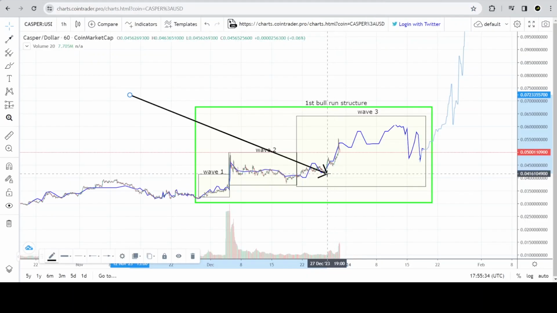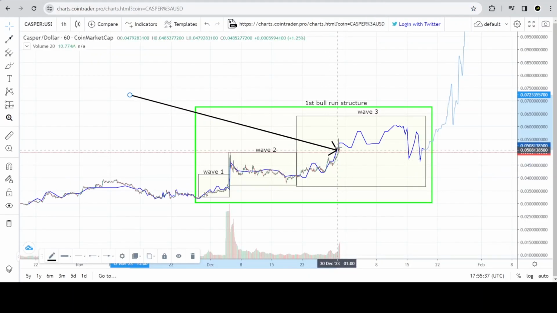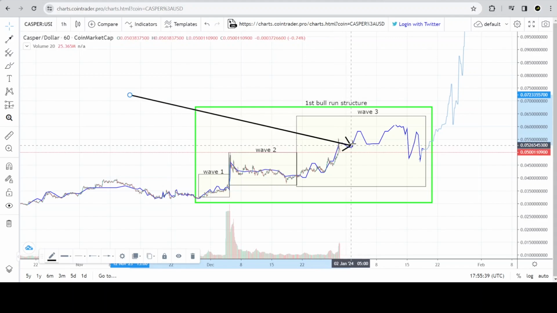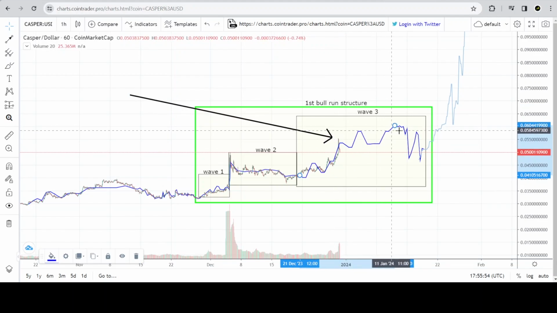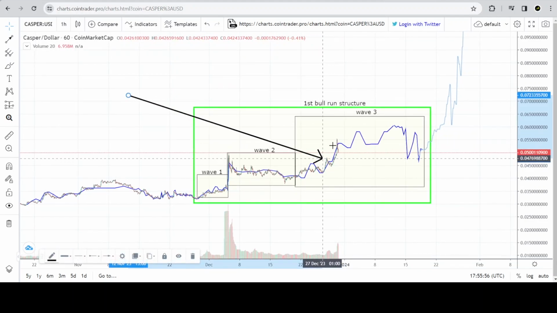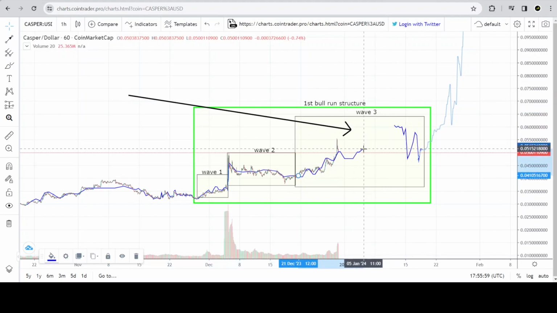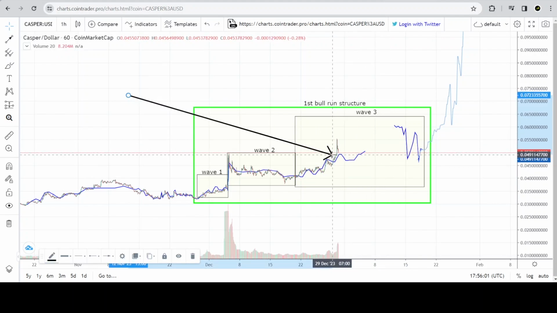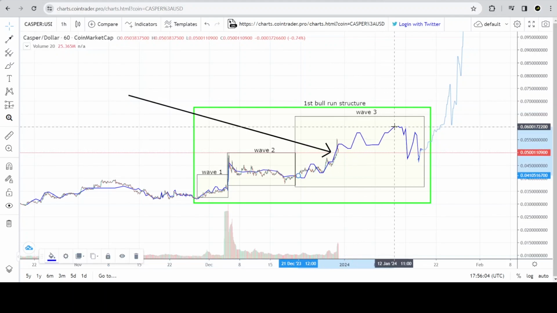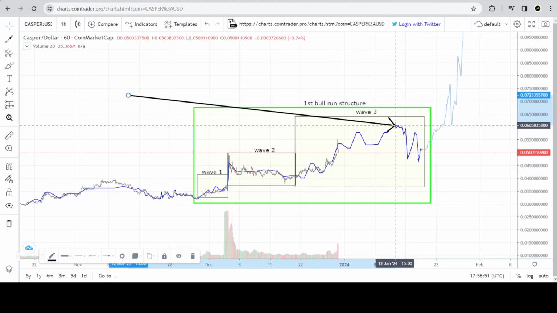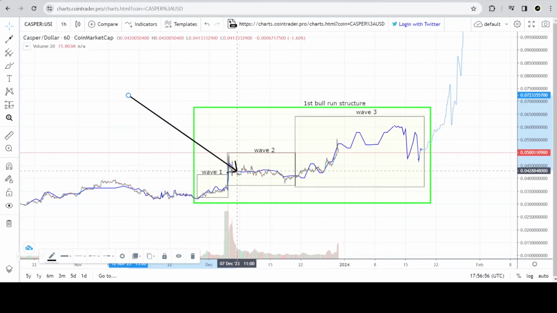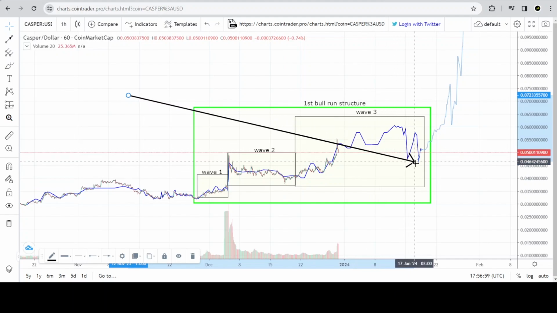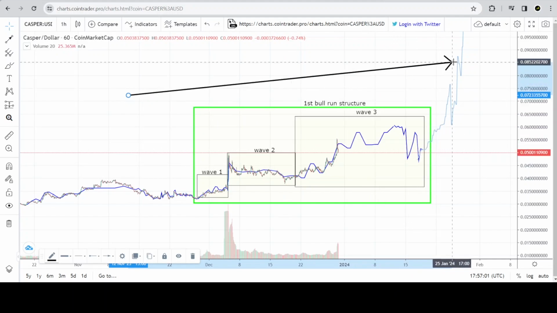But as of now, we are currently on track. Casper is likely going to continue to move up. Now, whether we are following this option right here or the smaller option right here, the smaller iteration, we'll have to see how that plays out. Either way, it moves up higher. After it peaks out, be prepared for another time similar to this where price pulls back before it moves up into the next bull run structure.